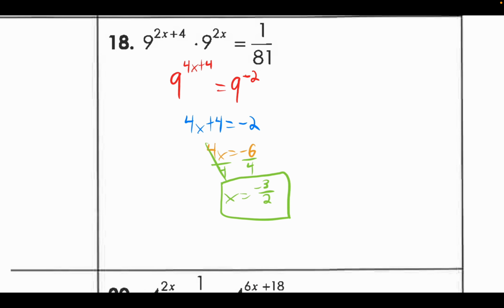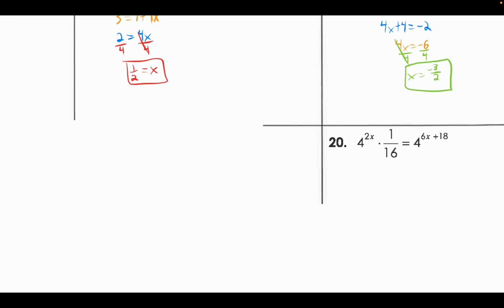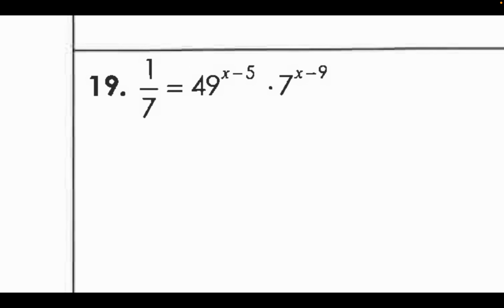Number 19. So more base changing going on. We have a base of 7, 49, and 1/7. Well, they can all be 7 to a certain power, and this last one already is 7 to a power, but the first two are not. So 1 over 7 is 7 to the power of negative 1. 49 is 7 to the power of 2, raised to the power of x minus 5, times 7 to the power of x minus 9.